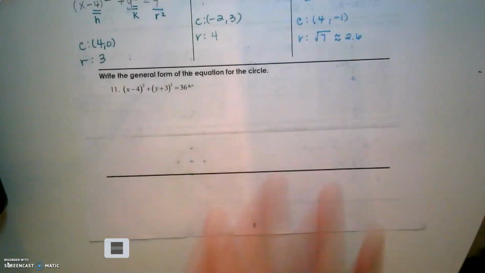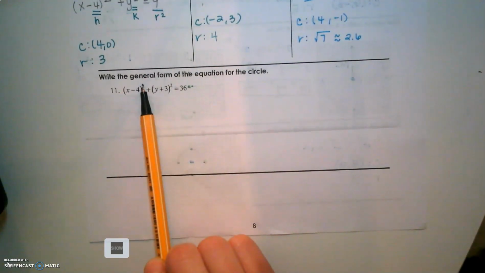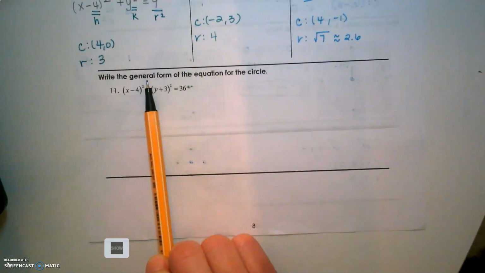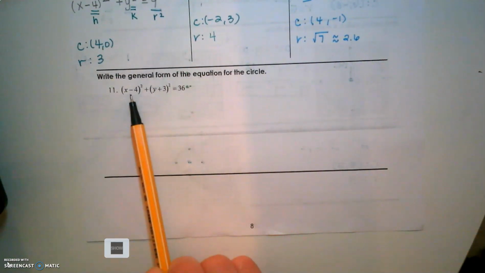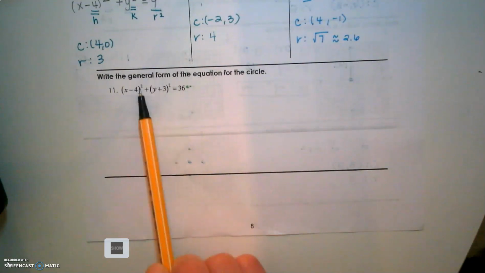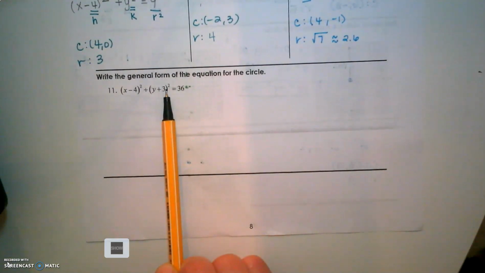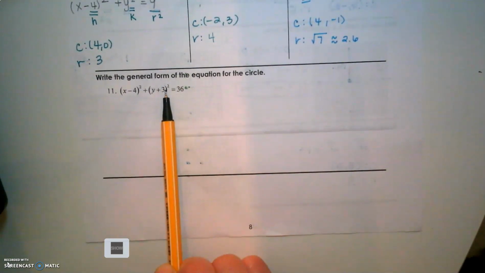Let's do one last example. Let's go the other way. Let's go from general, or let's write a general form equation. So let's go from standard to general. Well, when it's in standard form, we have these two squared pieces. Well, what does it mean for something to be squared? It means that I get to multiply it twice. So I'm going to rewrite this.